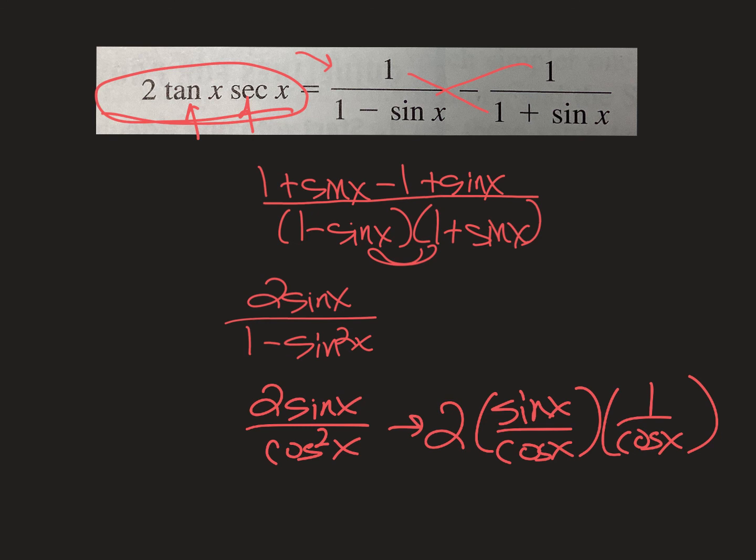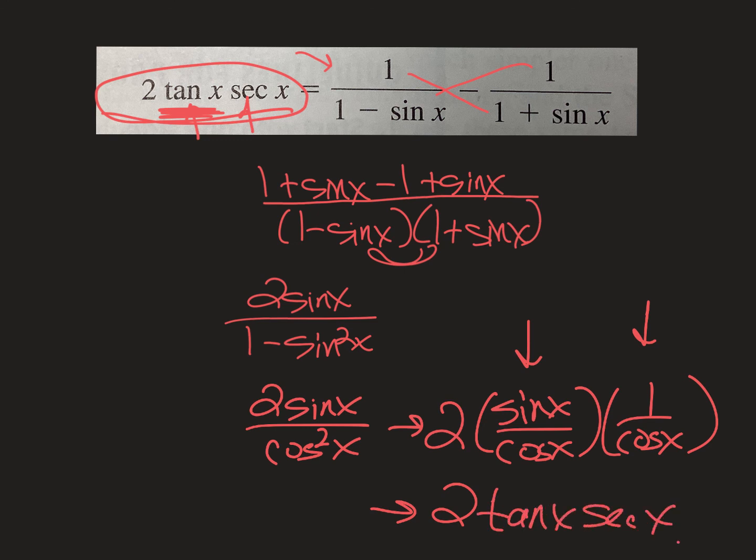And the reason I did that is because think about what tangent x is. Tangent x is sine over cosine. What is secant? It's 1 over cosine. So I'm done now. I just have to write my answer. That's 2 tangent x, secant x.